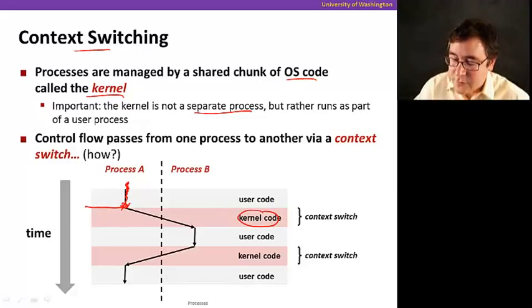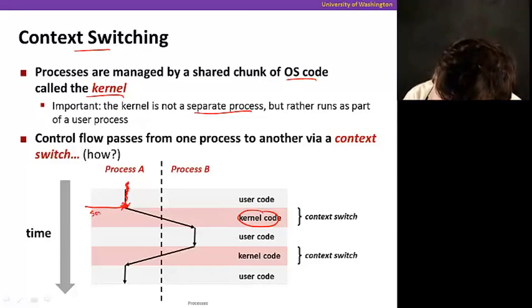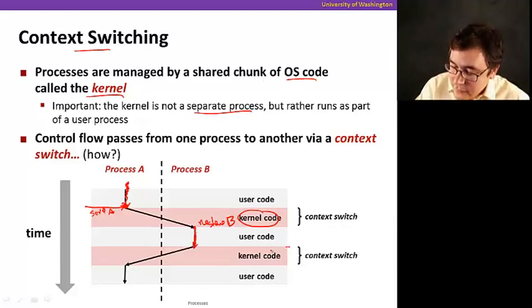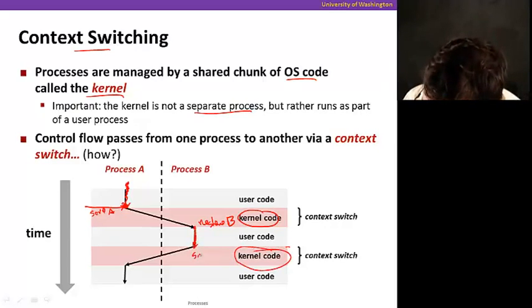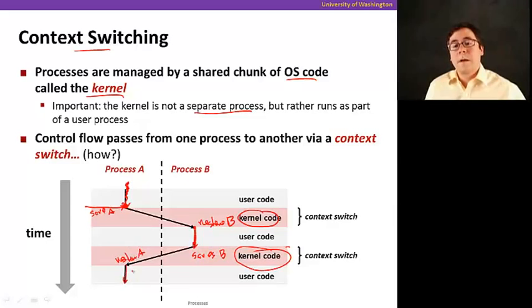The kernel code is going to save the state of A, and then restore B. Then B executes, and then time's up again. The kernel code executes the context switch, which saves B and restores the state of A, and then continues. So that's a process called context switch.